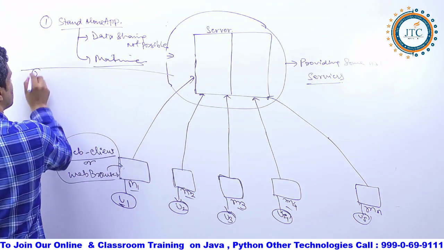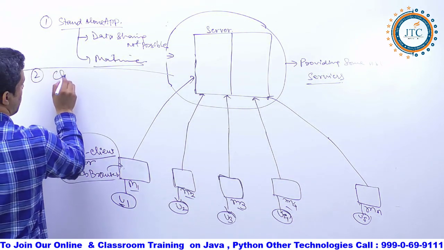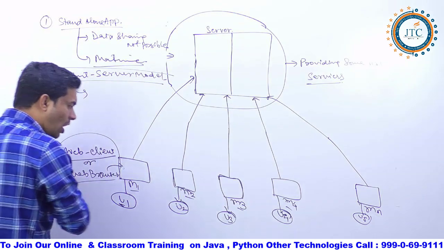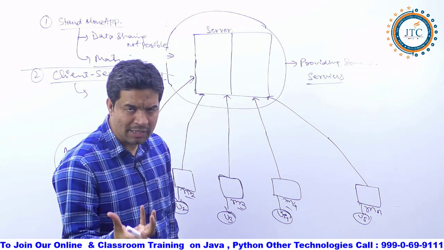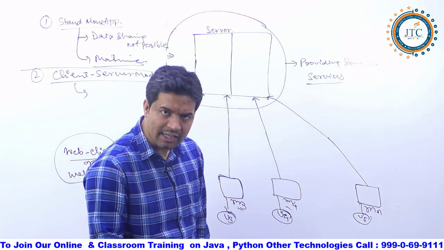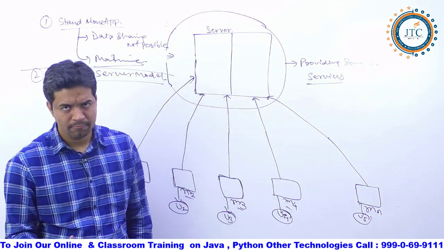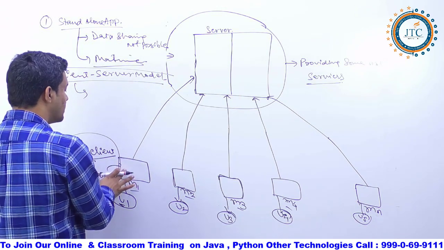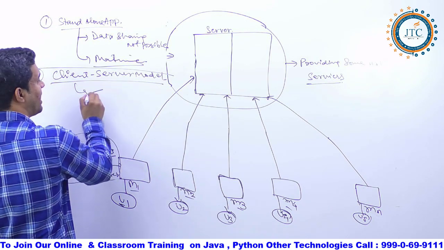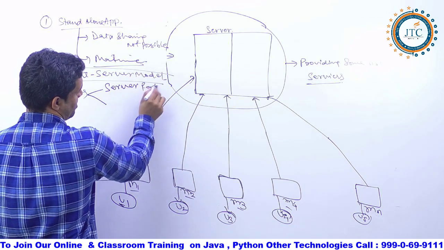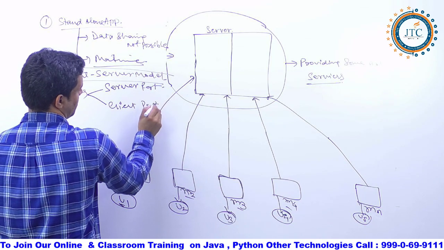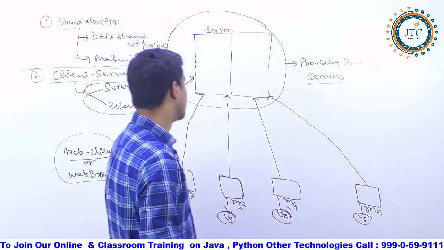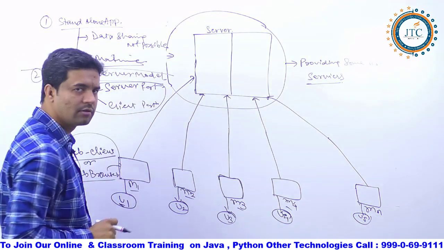That is one problem. The second problem was with the client and server model: across all the machines we needed to install the client applications, and all of them had to be taken care of separately for maintenance. The entire application was divided into two parts: one is the server part and the other is the client part. Server part as well as client part in both cases.